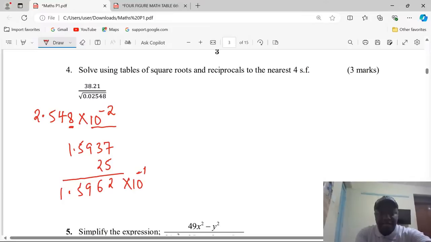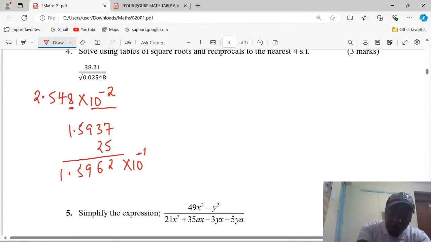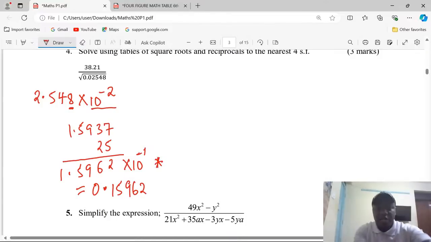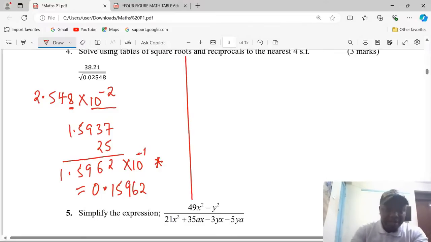So when you multiply by 10 power -1, that is the final square root, though it can be written as the number 0.15962 instead of standard form. I'm leaving it at this point because I still want to use it for calculation of a reciprocal. So I have to write it again in standard form. That is why I didn't want to finish up.